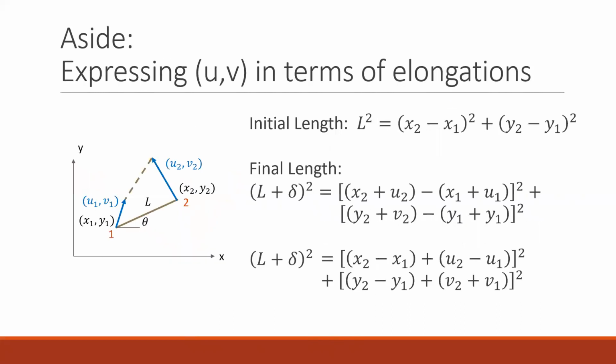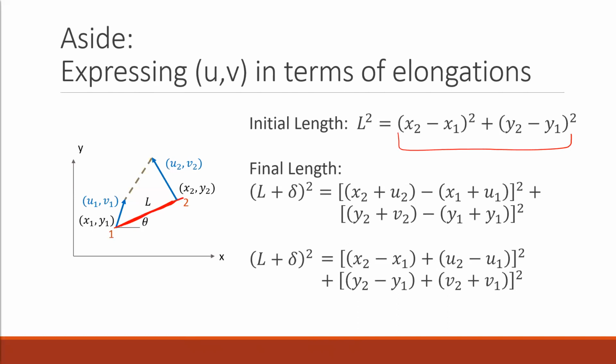So from Pythagorean theorem, if we have some initial length, so if this is our initial member, we have some initial length that's quantified based on Pythagorean theorem, where x1 and x2 and y1 and y2 are the x and y components of points 1 and 2. Would you agree that can be done? Okay, so then we're going to move it. We're going to move each end by u and v, and each end can move independent of the other, so they can each have their own u and v values. And then we get our final length.